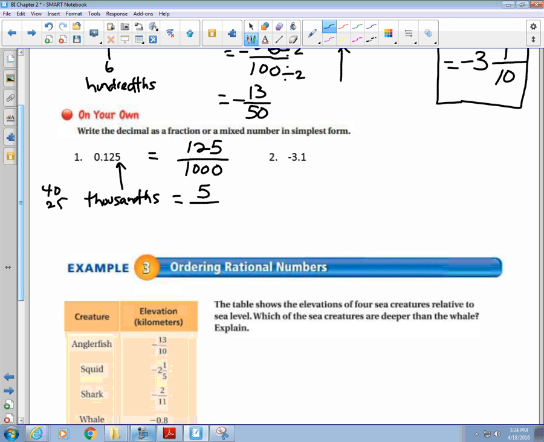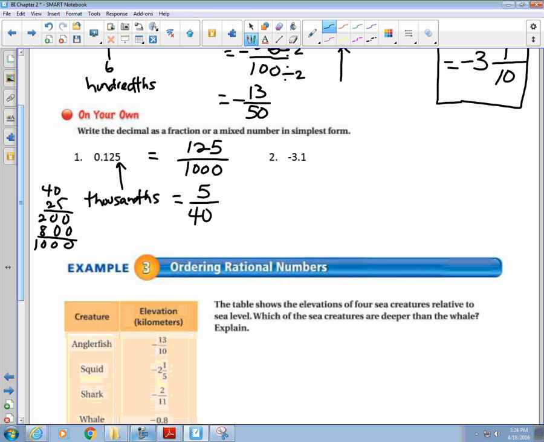40 times 25. 5 times 0 is 0. 5 times 4 is 20. 2 times 0 is 0. I need a 0 here for a placeholder. And 2 times 4 is 8. And so that gives me 1,000 when I add that together. So that would be right.